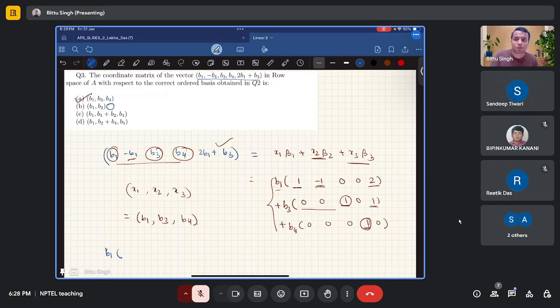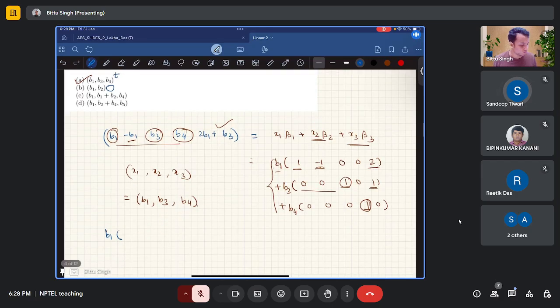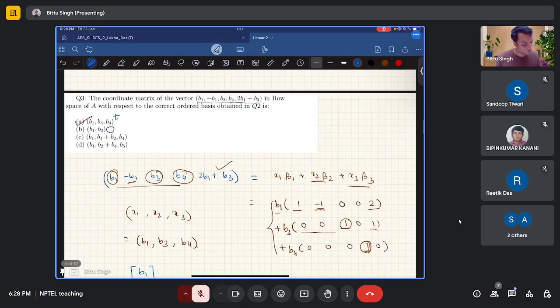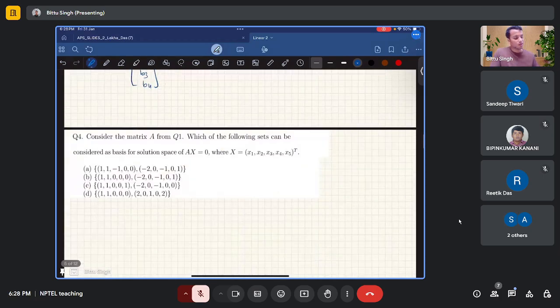Okay. True. That's clear, sir. Yes, actually the coordinates should be written as the transpose of this thing, because we write coordinates in a column. So the correct answer will be the transpose of this b1 b3 b4. Yes, sir. Okay, nice. Yes, this should be the right answer. So for the row space of A, the coordinate matrix should be the transpose of those things. Okay, nice.